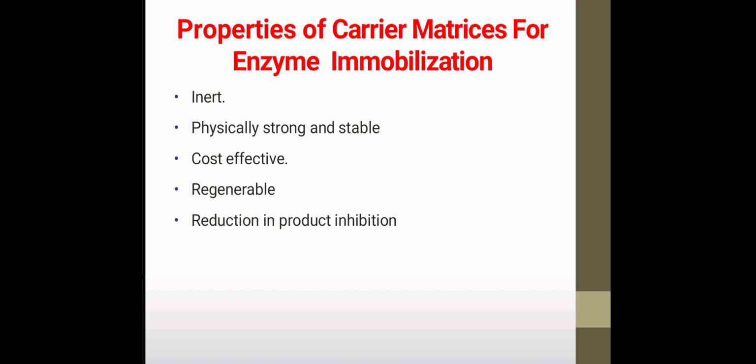Then the fourth one, regenerable. If it is regenerable, then it will be well and good. Then the last one, reduction in product inhibition. The main objective of using the enzyme is to produce the product, so it should not react indirectly by inhibiting the product formation. So all these criteria have to be well satisfied by the carrier matrix that can be used for enzyme immobilization.